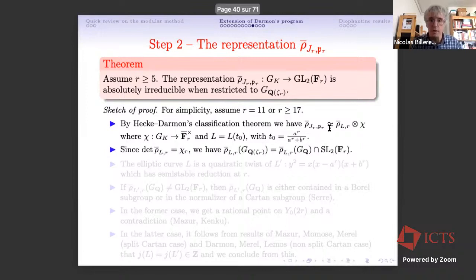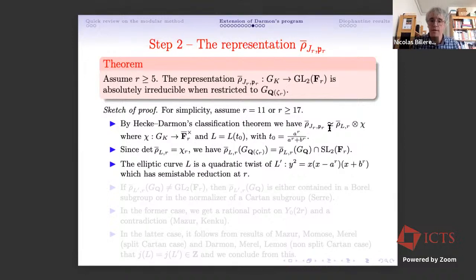So it's much easier to deal with, because we know a lot about images of Galois representations attached to elliptic curves. So in particular, we know that the determinant has to be the cyclotomic character, and so for this specific elliptic curve L over Q, the image of the absolute Galois group of the R-th cyclotomic field is just the intersection of the image of the whole Galois group G_Q with SL_2 of F_R. And now remember also that L is actually a quadratic twist of the classical Frey-Hellegouarch curve, as I said before. And these curves have semi-stable reduction at R.